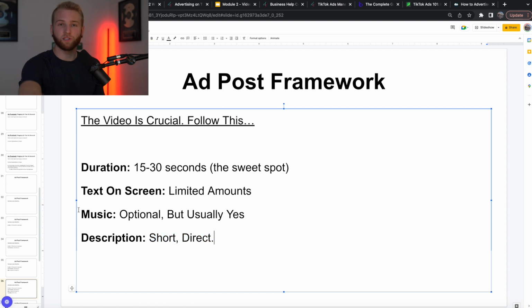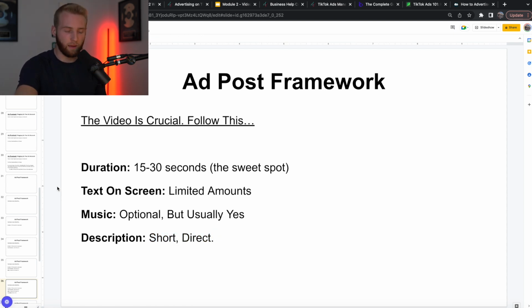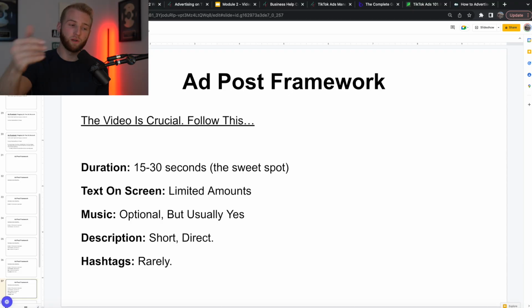You don't have a ton of space. I'll show you a winning description in a second. I promise. Okay. Hashtags, rarely. I'm not a huge fan of them anymore inside of my ads. And if I do, limit them. You don't want 7, even though there's space for it, because then ultimately it creates the drop down thing where they have to click more to see it. And they usually don't do that. So 1 or 2 hashtags.